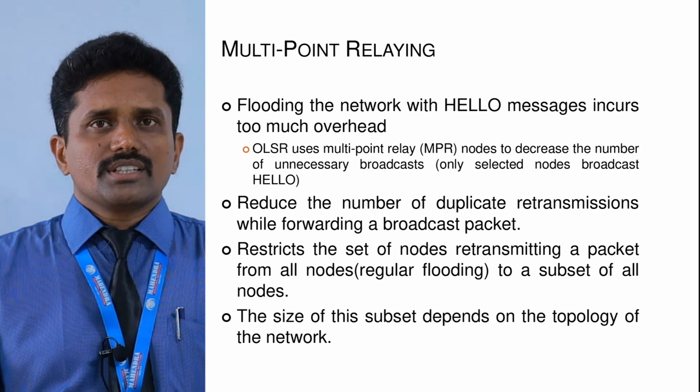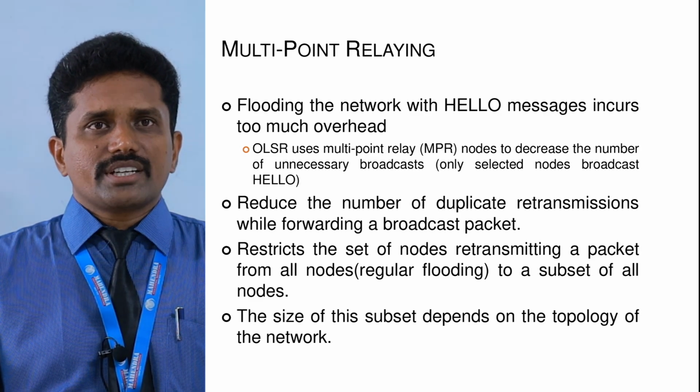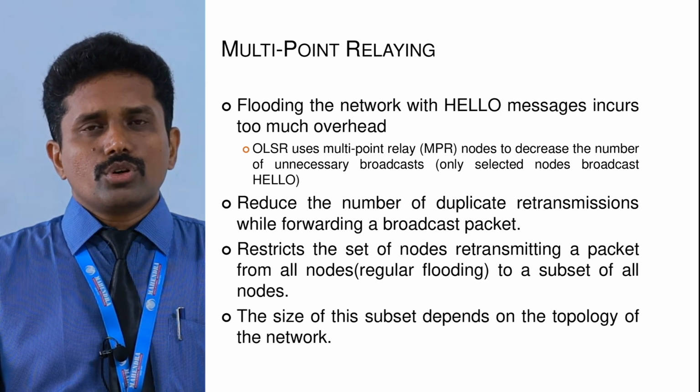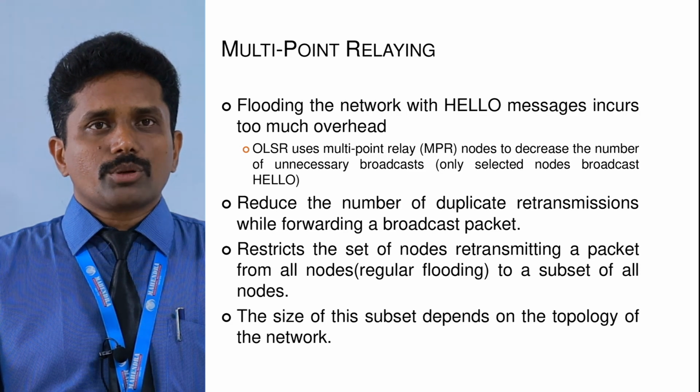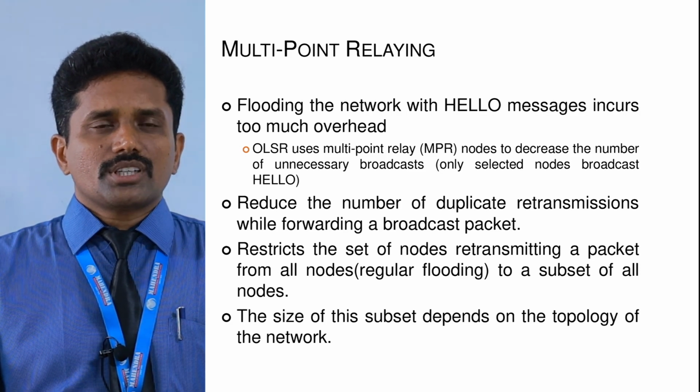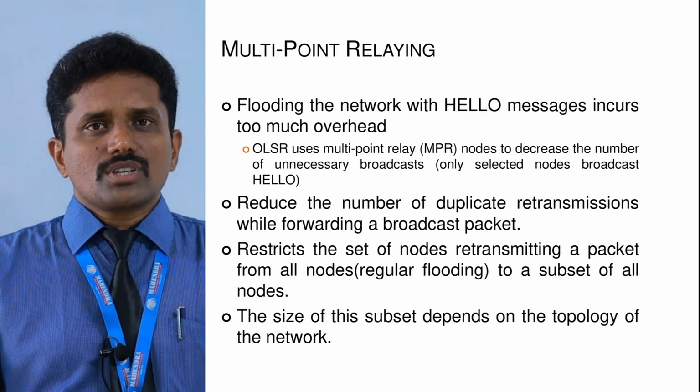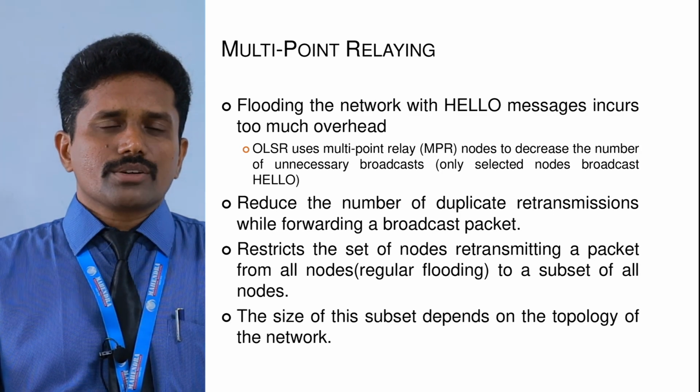So in order to reduce the duplicate retransmissions and the forwarding of the broadcast packet, we restrict the set of nodes that are retransmitting the packet from all nodes to a subset of all nodes. The size of the subset depends upon the topology of the network.